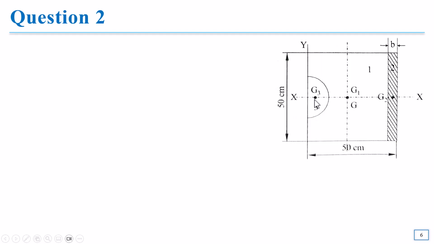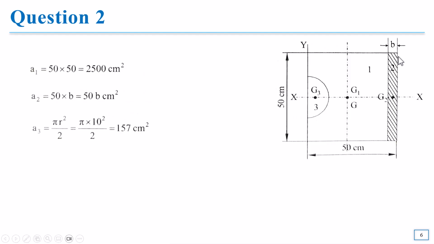Okay, now let us try to work out the areas. The first figure was our square plate, so the area will be 50 into 50. I have calculated that. The second figure is also a rectangle, and I know this height is 50, but I don't know about the width, so I will put it as B itself. So now A2 is equal to 50 into B, that is also written here.